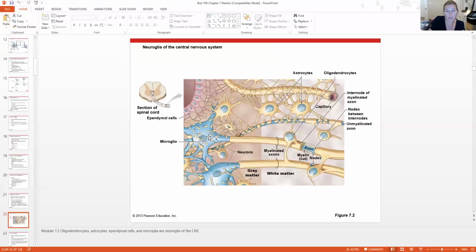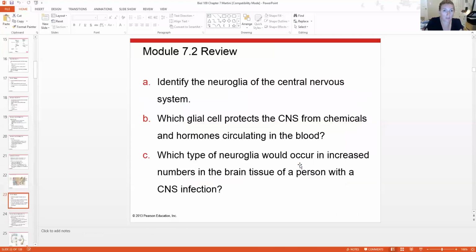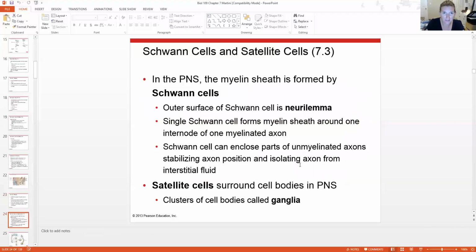That gray matter is made up of all of these cell bodies. The white matter is where these myelinated sheaths are. And they're basically special cells that wrap around the axon. And you can see the nodes are these little spaces that are unmyelinated, and there's a few of those. And then the myelinated spaces are called the internodes, and we'll talk about those functions in a little bit. So you can pause the video and go back and answer these 3 questions.